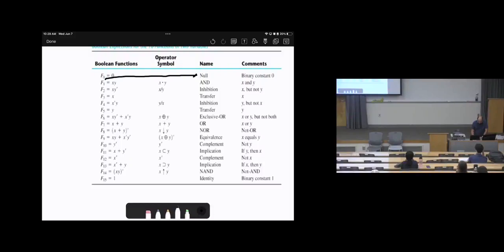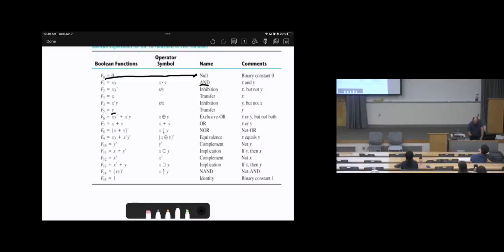The second function is basically an AND. After making the simplification, it will be an AND. The second one will be division, or we call it inhibition, x but not y. And there is the third one, which is f equal to x, only related to operator x, and so on. X bar y, which means y but not x, so here is y.